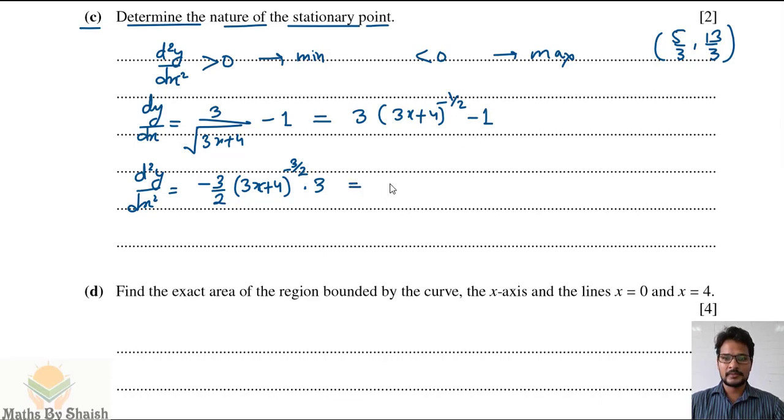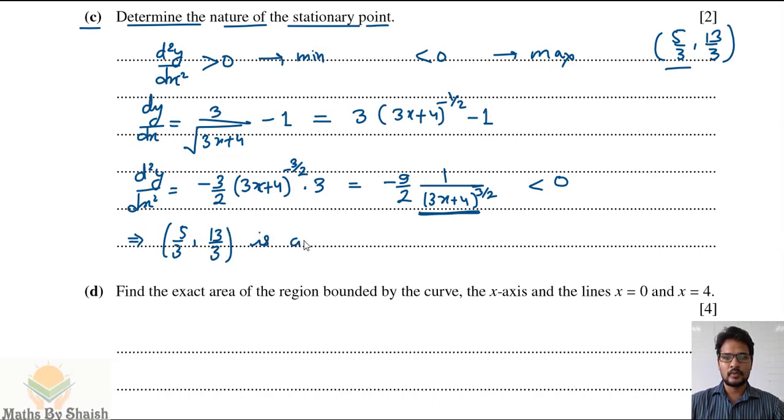Altogether we got this as minus 9 by 2, and we can take it in the denominator. It is going to be (3x plus 4) to the power 3 by 2. So now we have these values. X value is 5 by 3. If we put it here, we are not going to get a negative value any which way, so this will be less than 0 because of the minus. Since this value is always going to be positive, it is minus 4.5, and hence it is going to be negative. So we can say 5 by 3 and 13 by 3 is a point of maxima, the maximum point. I hope it is clear.